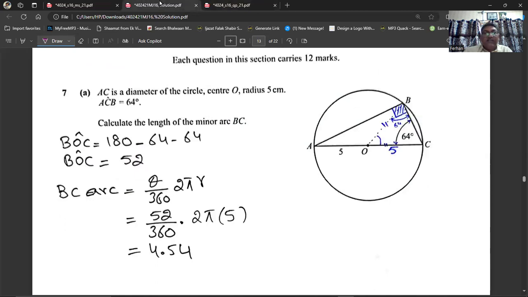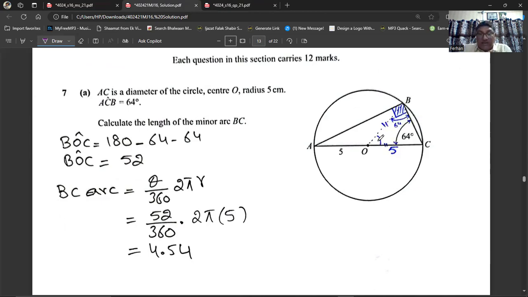First of all, I will join B with O. OC is a radius, OB is also a radius, so they are equal to each other. So this is an isosceles triangle. If this angle is 64, this angle will also be 64. Then I can easily find this angle. This angle will be 180 minus 64 minus 64, and that will be 52. So the angle subtended at the center by the arc BC is 52.